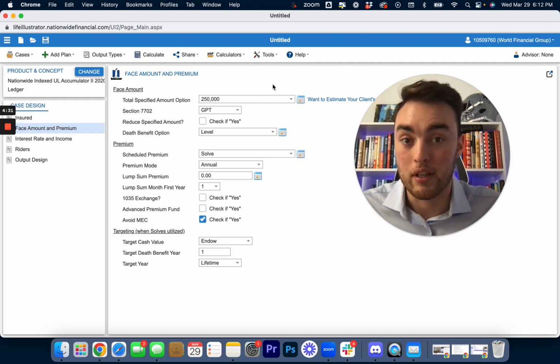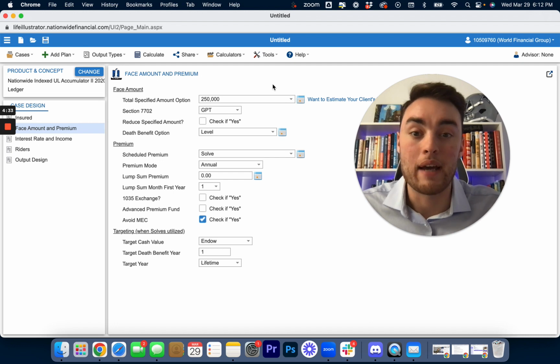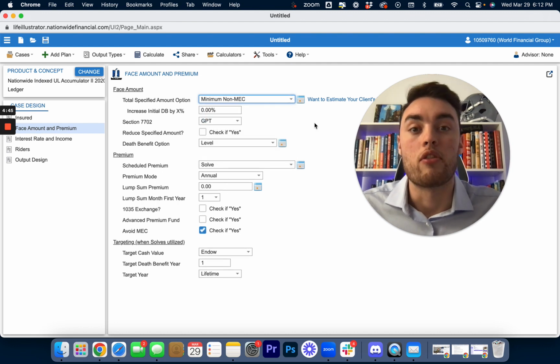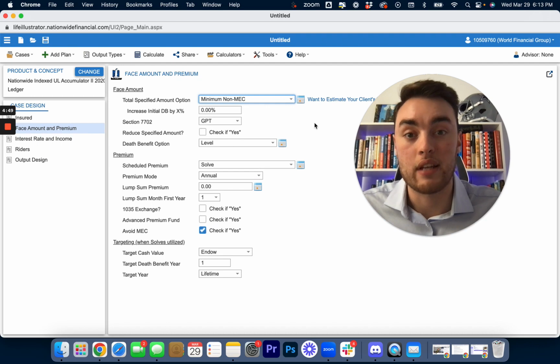That's what they should be asking you, because the death benefit does not matter. Regardless of whatever dollar amount you say you want to contribute into the policy per month or per year, they should be selecting minimum non-MAC. They're giving you the minimum death benefit possible with the highest cash value.